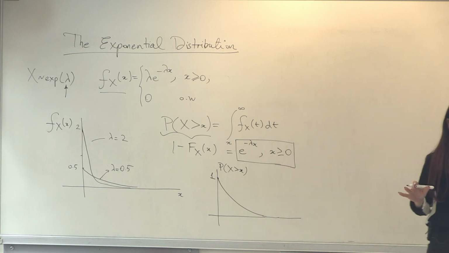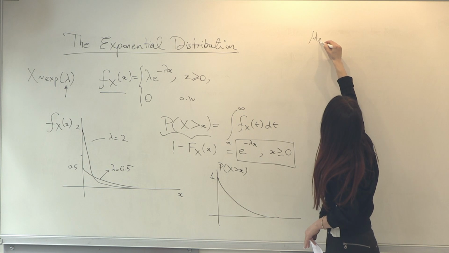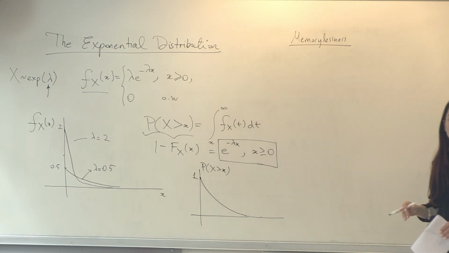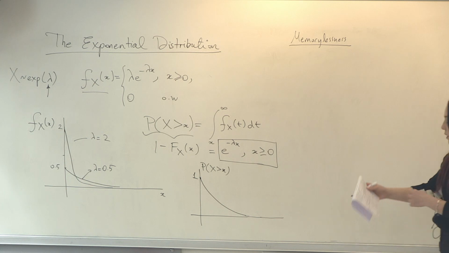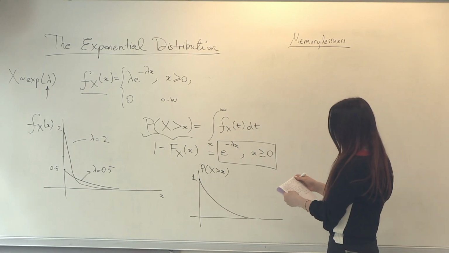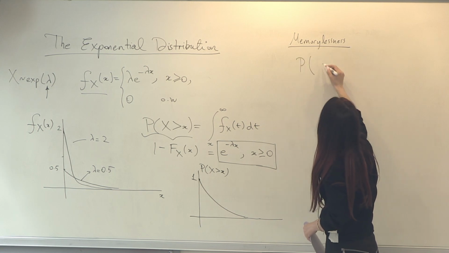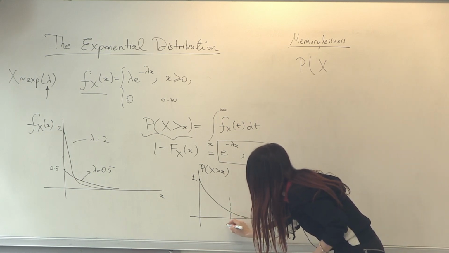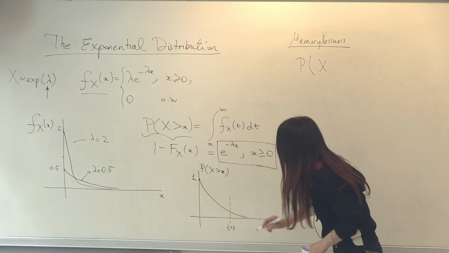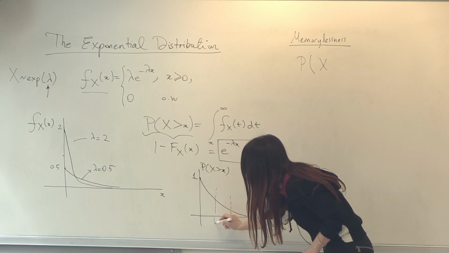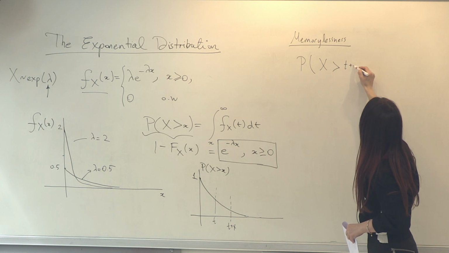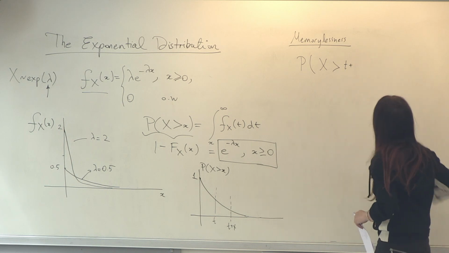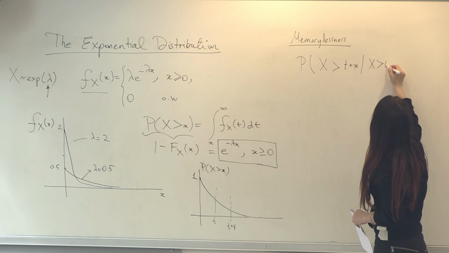Okay. And that creates a lot of magical properties. The first magical property is the memorylessness property. An exponential random variable is the only continuous memoryless distribution. What does that mean? Consider the probability that X is bigger than, let's say, t plus x, given that it's already known to be bigger than t.